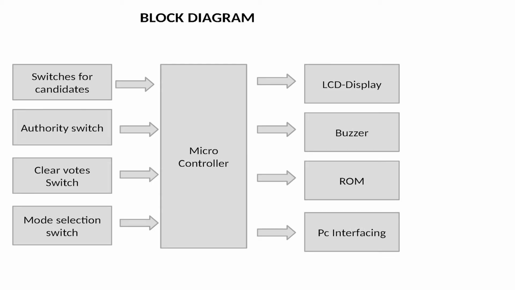Now this is the block diagram. Basically the brain of the whole project is the microcontroller 89C51, a member of the 8051 family. Switches for candidates are mentioned on the top left side. The authority switch is used to control the voting procedure, and then the clear vote switch ends all the voting procedure. Then mode selection, which means which candidate to select, then LCD display, buzzer, ROM to store, and PC interfacing. We can also connect a PC with it.